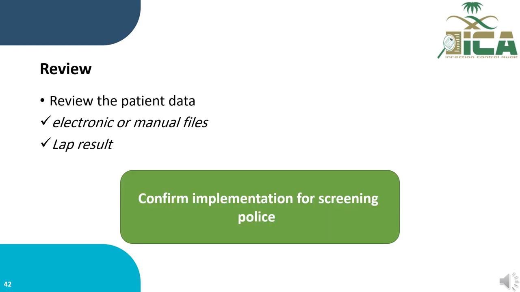You need to review the patient data, either the electronic or manual file, to confirm whether there is real implementation of the screening policy. You can check the files of patients who were transferred to the hospital or newly admitted to the critical care area to be sure that the policy was followed. You can also check the lab results of randomly selected patients to confirm whether admission screening was done or not.